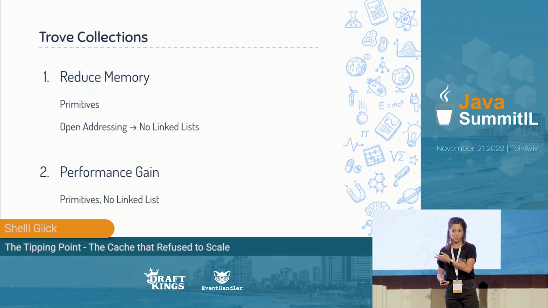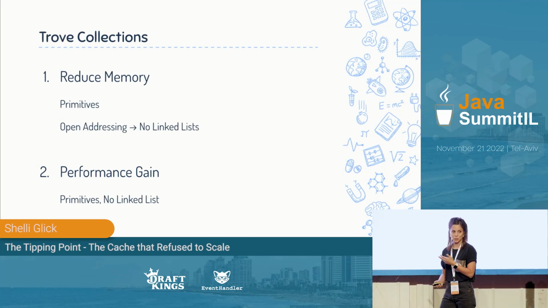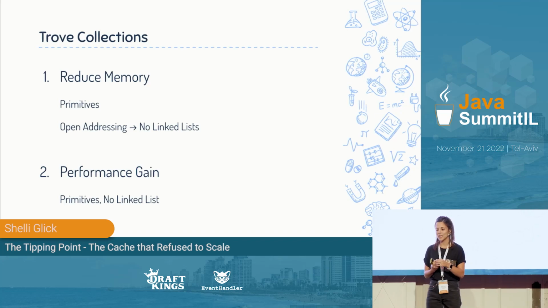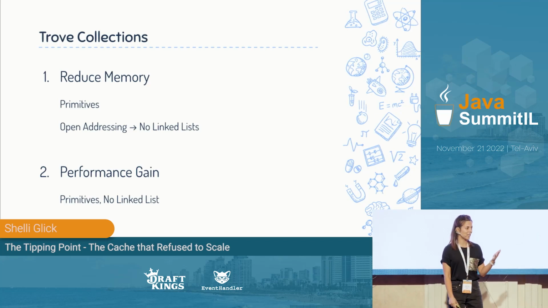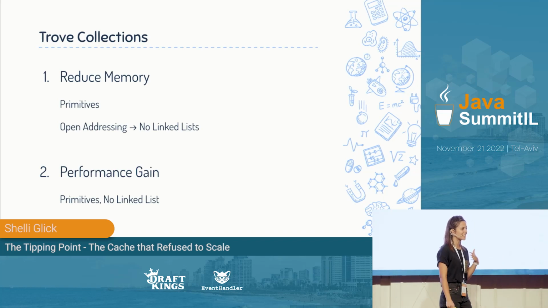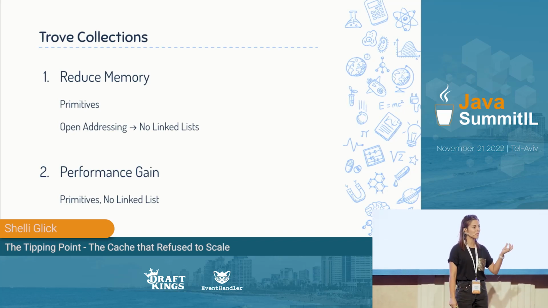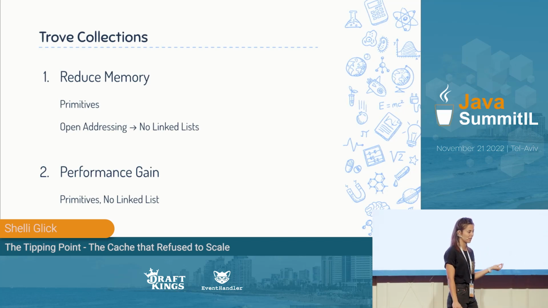But if we sum it up, Trove reduces memory footprint by using primitives instead of wrapper objects and by avoiding the linked lists. And due to these two things, many applications will actually experience a performance gain because they avoid all the overhead of objects like boxing, unboxing, creating and maintaining new objects for each entry in the map.